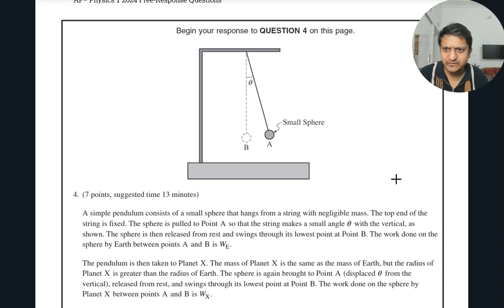The top end of the string is fixed. The sphere is pulled to point A so that the string makes an angle theta with the vertical as shown. The sphere is then released from rest and swings through its lowest point B. So this is the lowest point B. The work done on the sphere by Earth between points A and B is WE. So the work done by Earth on the sphere.